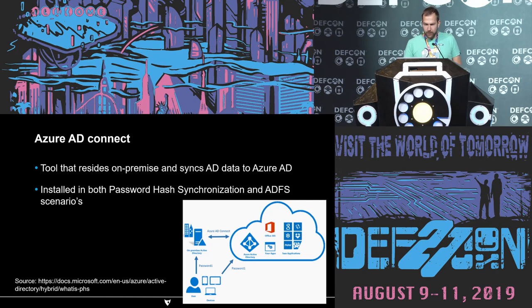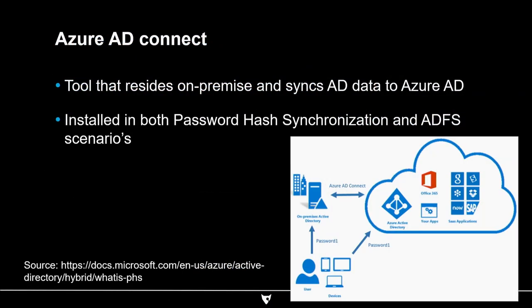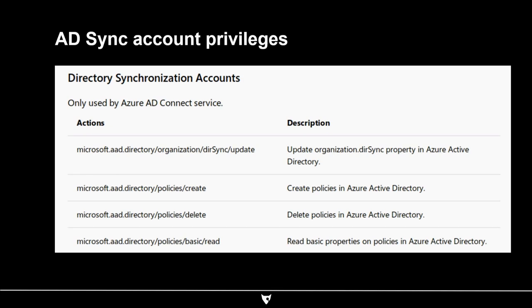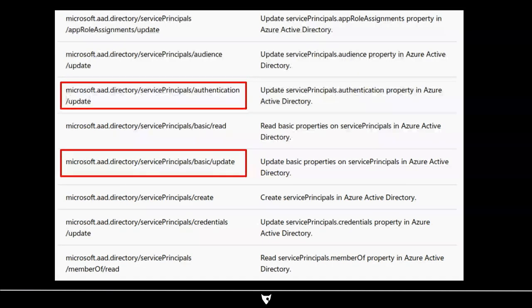And the account for this tool in Azure AD has quite some privileges, which is all very nicely documented, by the way. So if you look at the documentation, you see the directory synchronization accounts. And we can see that it has permissions to update service principals and to assign credentials to service principals. And these were just the applications that we abused with the application administrator account.